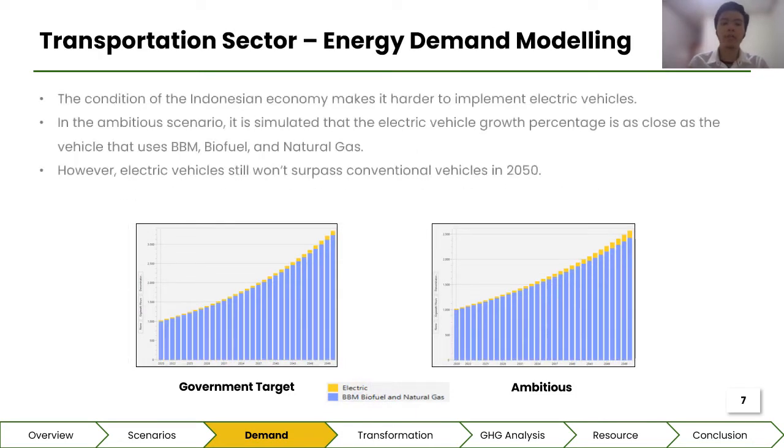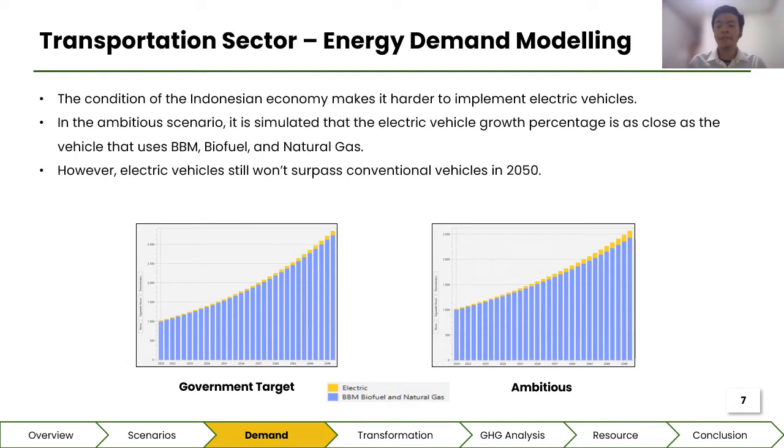So now we are talking about the transportation sector. As we know, the condition of the Indonesian economy will make it harder to implement electric vehicles. And in the ambitious scenario, it is simulated that the electric vehicle growth percentage is as close as the vehicles that use BBM, biofuel, and natural gas. So actually, we simulate that in the ambitious scenario, we can level the growth percentage of electric vehicles to BBM, biofuel, and natural gas.